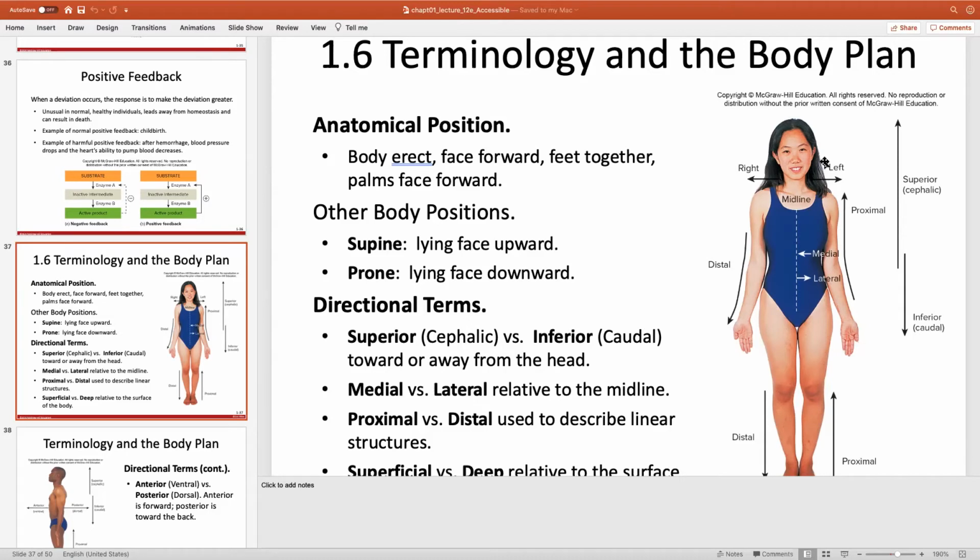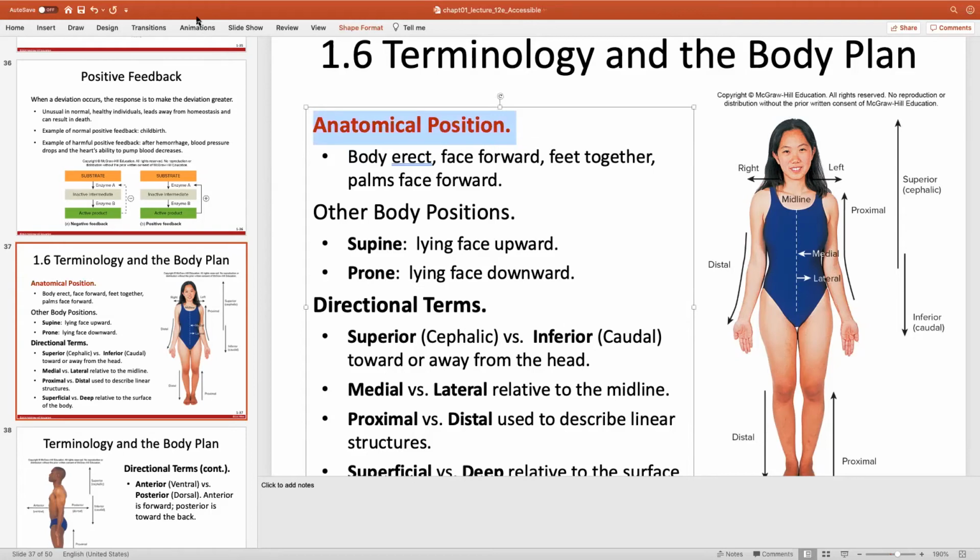The directional terms left and right change based on if I'm looking at you, if you're facing me, or if you're facing away from me. So it's different. Instead, we use other ones like medial and lateral. We use inferior, superior, things like that, for terminology. But when we have a terminology, we need to understand this basic concept of anatomical position.